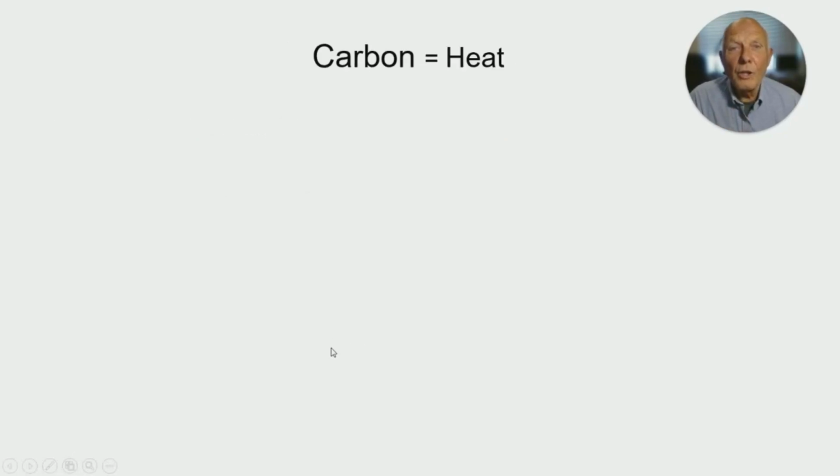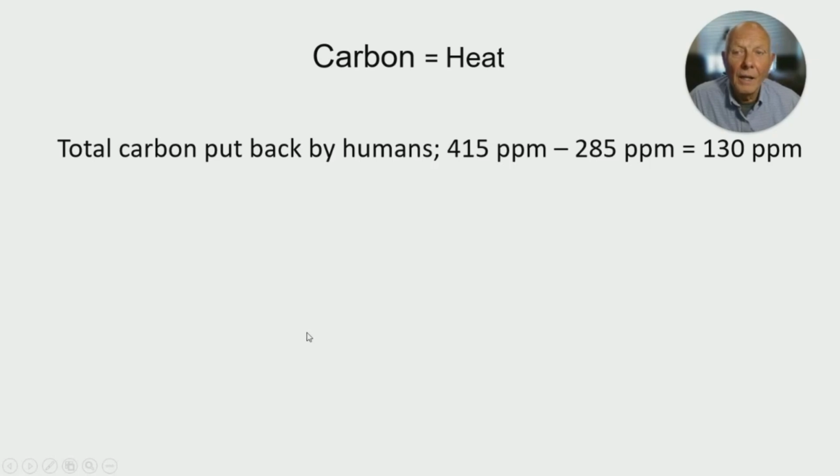So let's do the arithmetic and see how hot the Earth is going to get. Total carbon put back in the atmosphere by humans, 415 parts per million. We know that because they measure it at Mauna Loa. That's very accurate. And we know there was 285 pre-industrial. So therefore, we know that in 2019, we had put back 130 ppm. For the record, in 2024, I think that 415 is now up to 426. But that's all right. This is bad enough. You don't need to worry about anything more than 415.